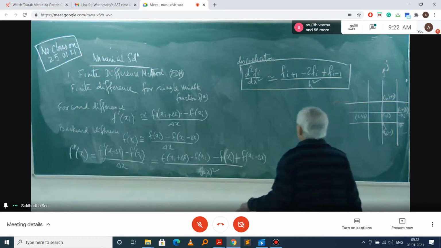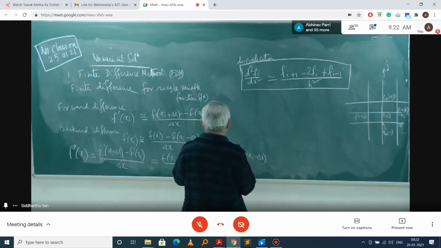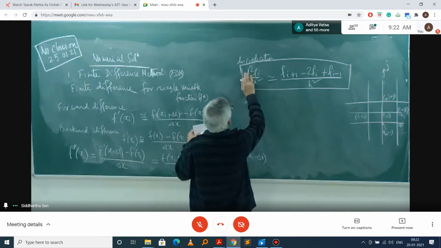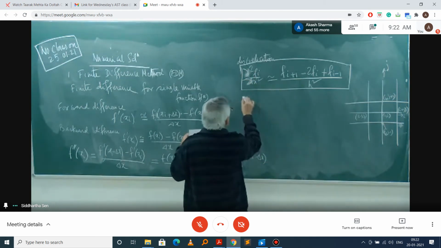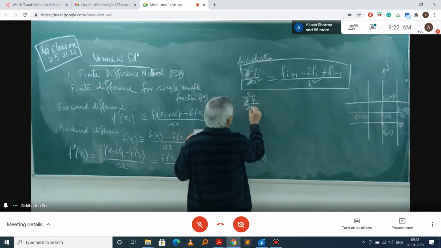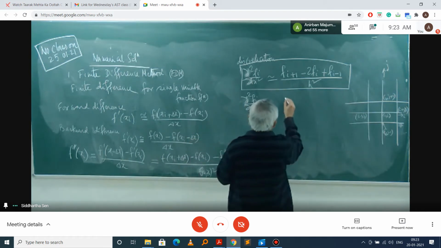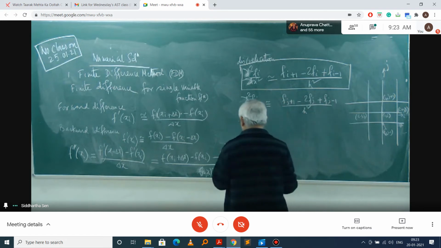That is the thing. So what we can have is this del phi, or if we extend it, what we can also write, instead of d, it will be a double derivative: del 2 phi by del y square is approximately f of j plus 1 minus 2 f of j plus f of j minus 1, divided by h square.